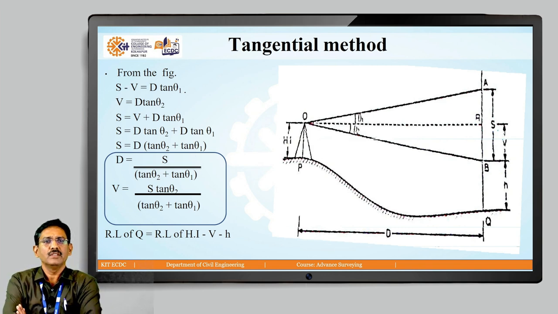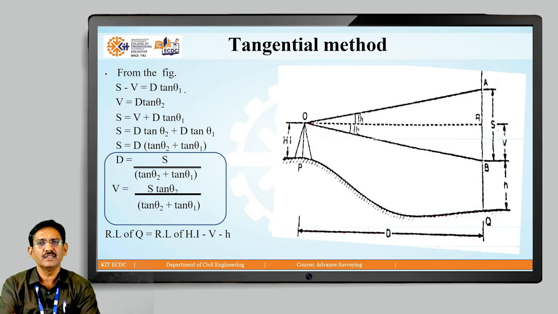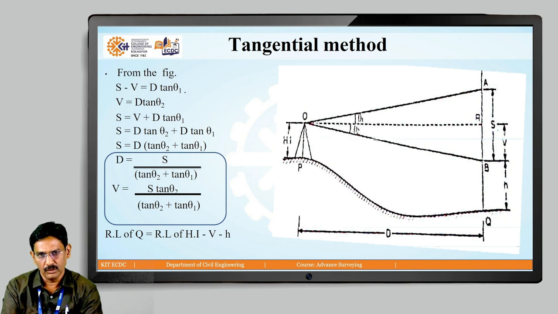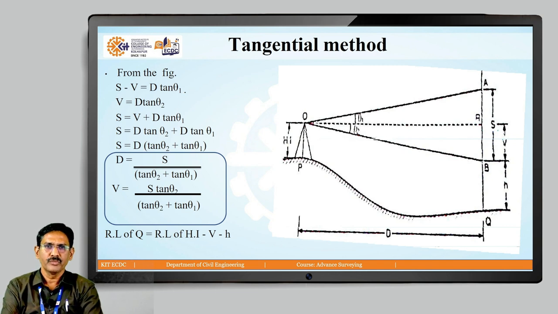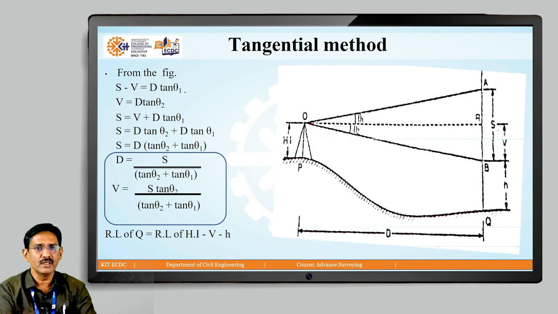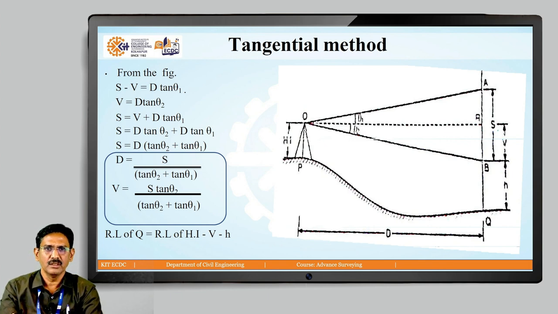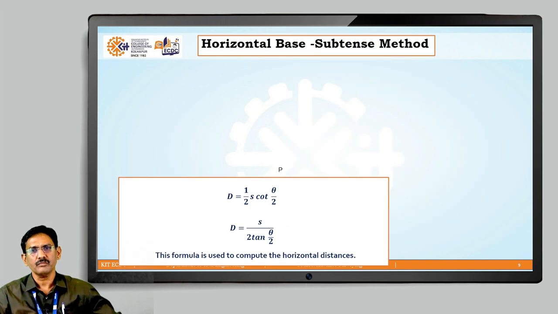Now, if you have observed all these three equations, what comes to our mind is that on the field, when we do this practical or when we do these specific observations, we have to note down two major things. One is the vertical angles made at the top and bottom of the target vanes, which we have to note down, and we should be aware of what the staff intercept S is, and also we should be aware of what the height of the bottom of the target from the ground level at point Q is, which is the second point of observation. So, having known that, we can obtain the distance and the vertical intercept, and having obtained the vertical intercept, we can also calculate the reduced level of the object, given the reduced level of the instrument position is known to you.